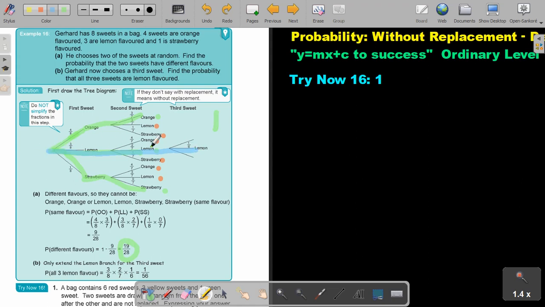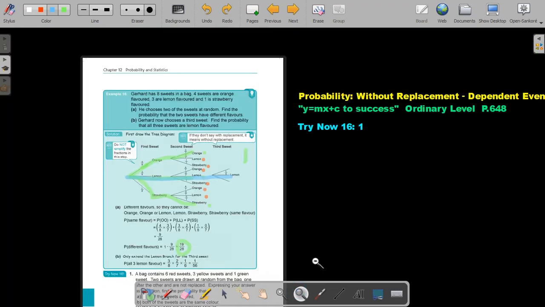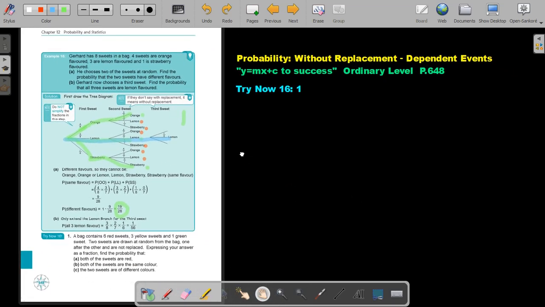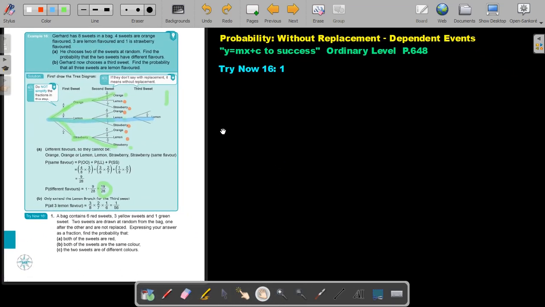And again, it's in a branch, and what do I do in the branches? I multiply, and that's why I said 3 over 8 multiply 2 over 7 multiply 1 over 6. Okay, just going to make it smaller again so that we have space to write. Okay, stop the video and try question 16 number 1. You can continue the video as soon as you are finished. Okay, let's start.